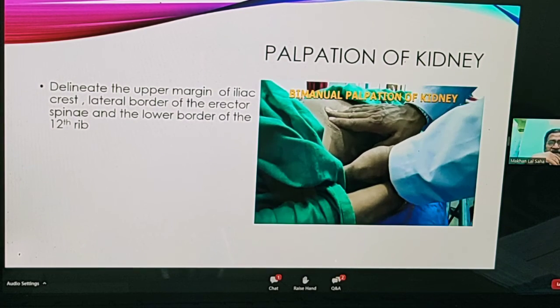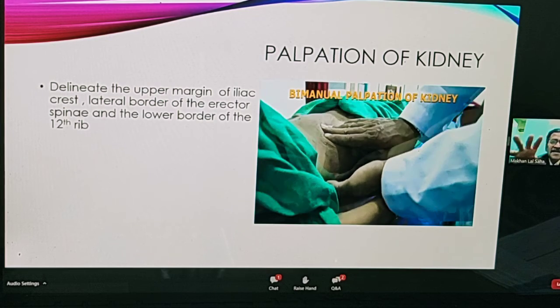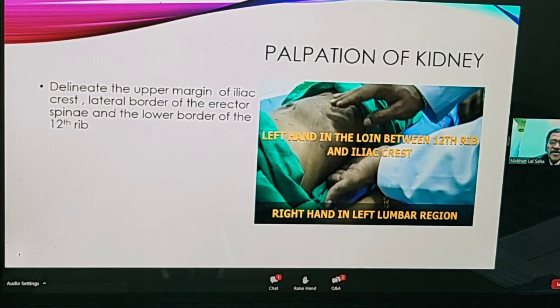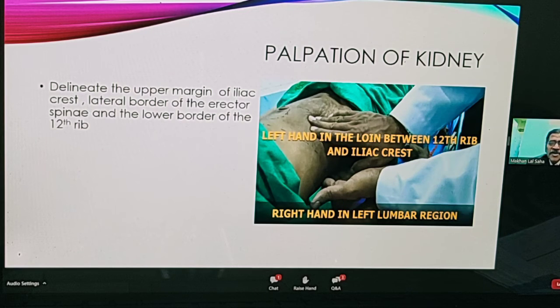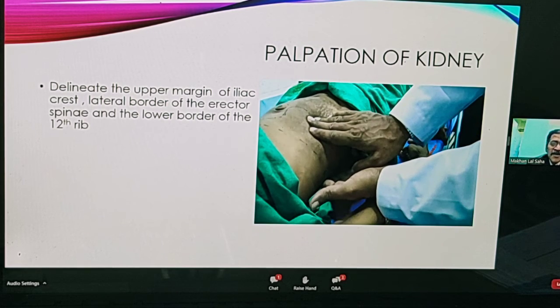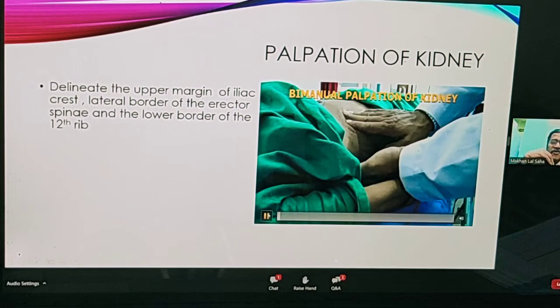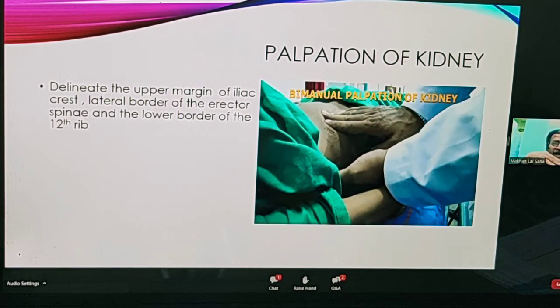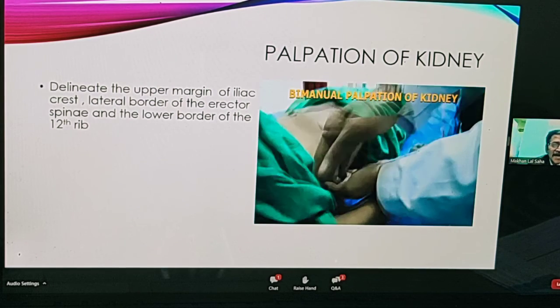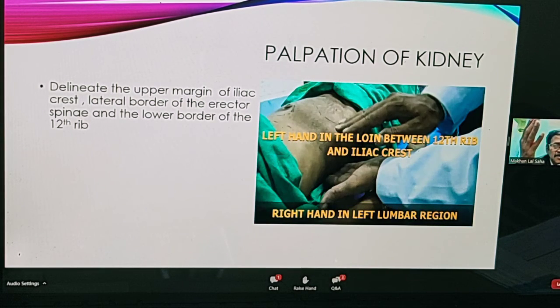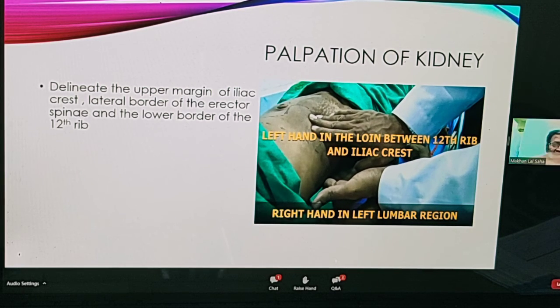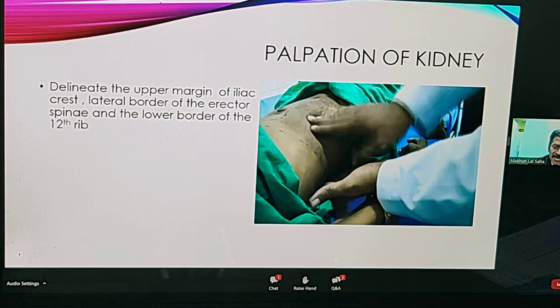How to palpate the kidneys? Palpation of the kidney is classically described as a bimanual palpation. You keep your posterior hand. Why do you keep the posterior hand? This posterior hand is kept in the area between the lower border of the 12th rib and the iliac crest, and keep your anterior hand against the lumbar region and try to palpate the kidney bimanually. You should not keep your posterior hand over the iliac crest or above the ribs. The hand should be kept between the 12th rib and the upper border of the iliac crest.